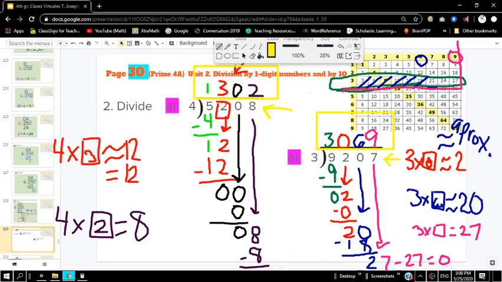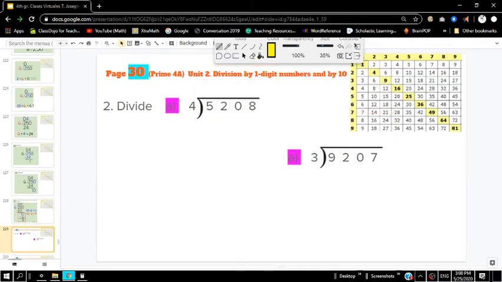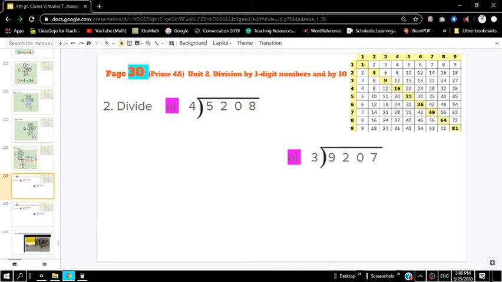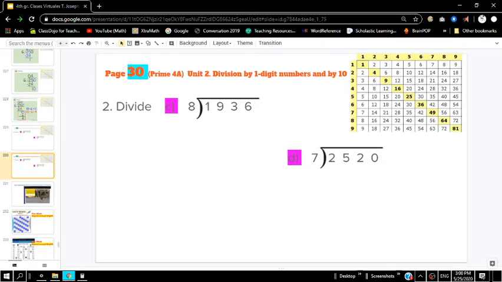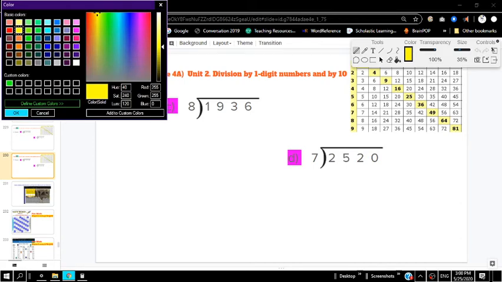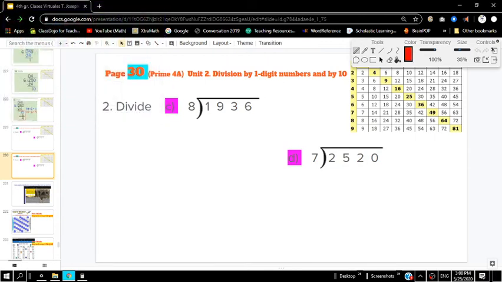Letter C. So I'm going to erase everything on the screen, and let's go to letter C. Letter C says 1,936 divided by 8. Let's try this. With this problem, we are trying to see how many times 8 enters our number. So let's look at our 8's table right here.